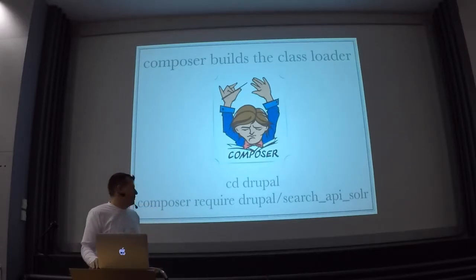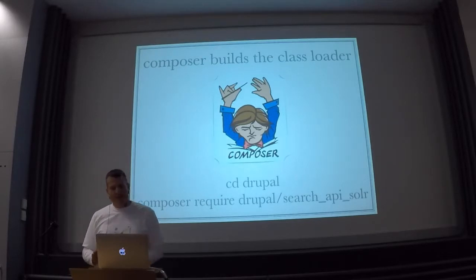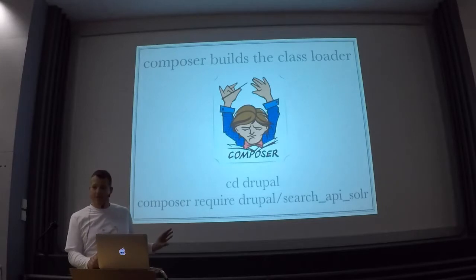And in Search API, we decided to not do any backward compatibility or things like that. There are still ways how you can achieve it to get it to work if you download the libraries manually, but yeah, I simply don't want to explain them. That's the way to go.